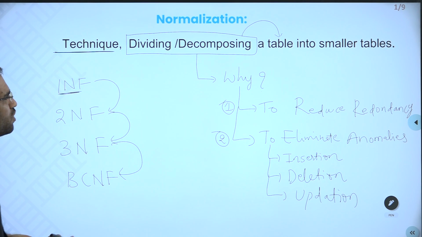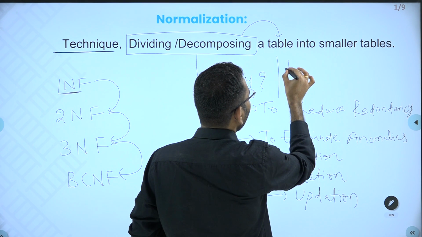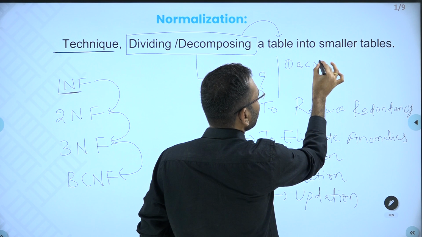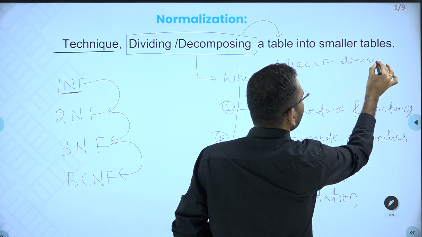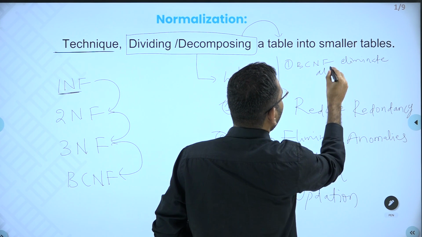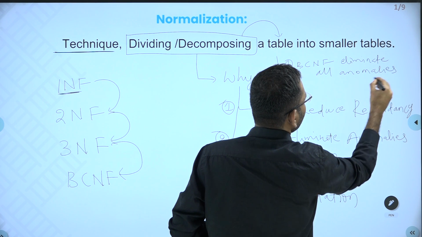So what is the first point you have to understand? BCNF eliminates all anomalies. First point, this you have to understand.